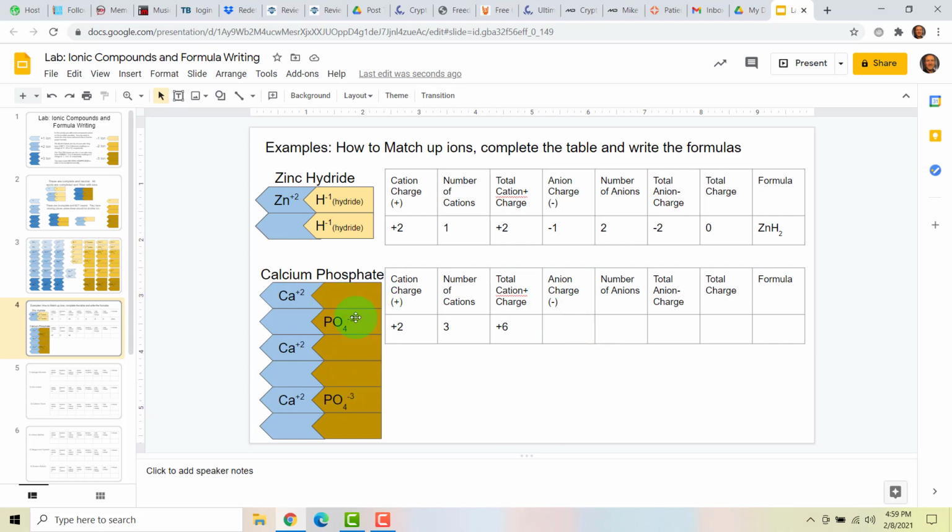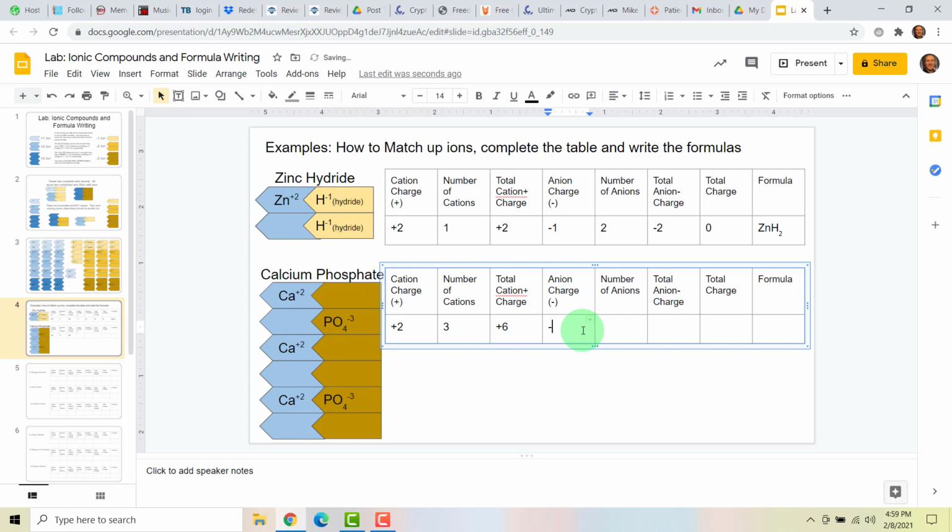When I look at my anion, the charge is a -3. But I have 2 of them. There were 2 pieces that I used here. So that's a -2. And -3 times -2 is -6. Now, like I said before, those columns should add up. When I take the total cation charge and the total anion charge, they should always add up to 0. Just like +2 + 2 + 2 is +6, -3 -3 is -6. So +6 and -6 balances out to be 0.